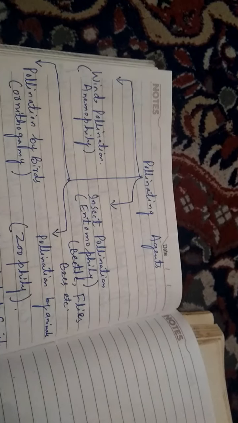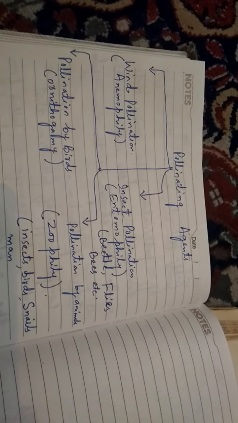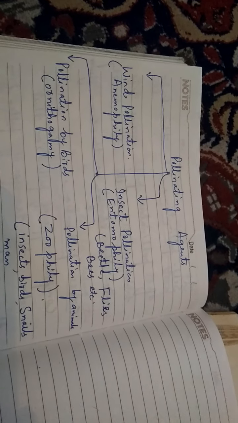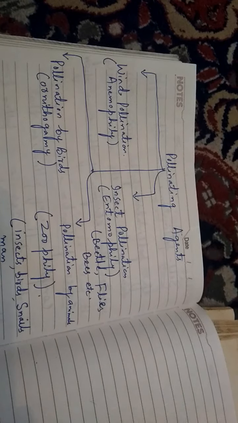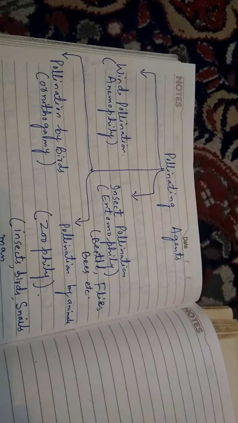And number fourth is zoophily. That means pollination by animals. That is by insects, birds, snails, men. That means when the pollen grains get transferred from one plant to another plant by means of insects, birds, snails, men, etc.